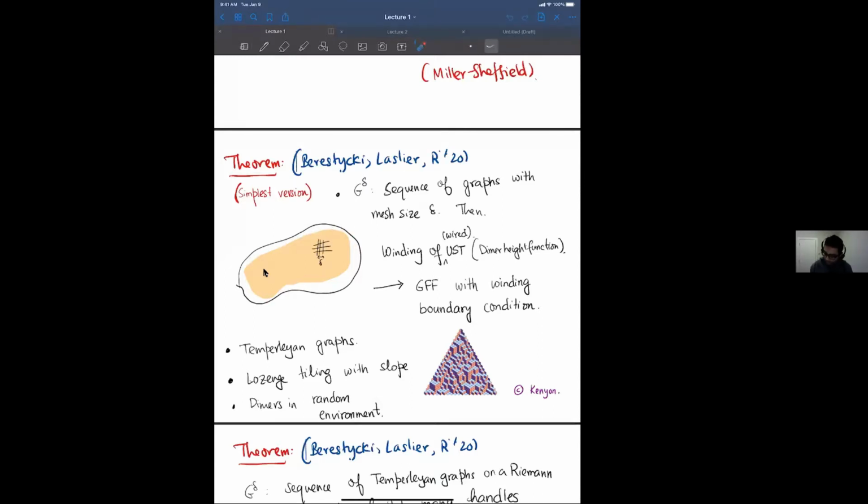Just imagine you have a sequence of graphs with very small mesh size, and you have a uniform spanning tree with wired boundary condition on this graph. So imagine all the boundary vertices wired together. And what we want to prove is that the winding of this uniform spanning tree converges. At every point, we're going to look at the winding of the branch started from this point of the uniform spanning tree, and we want to show that it converges to the Gaussian free field.